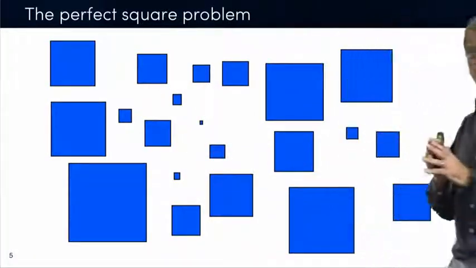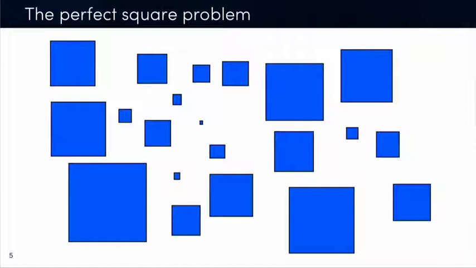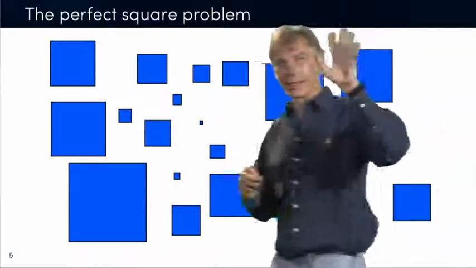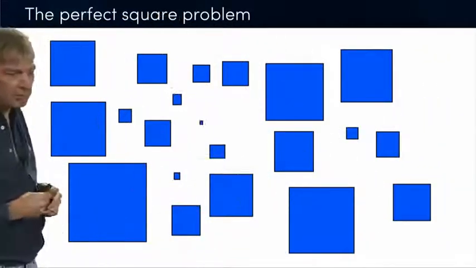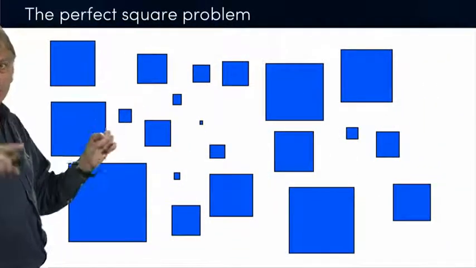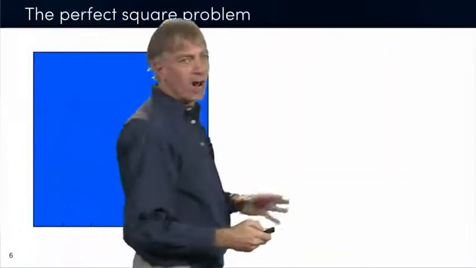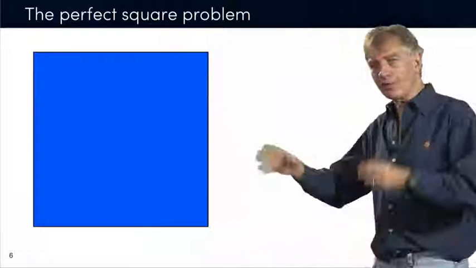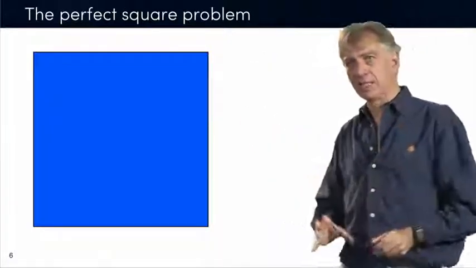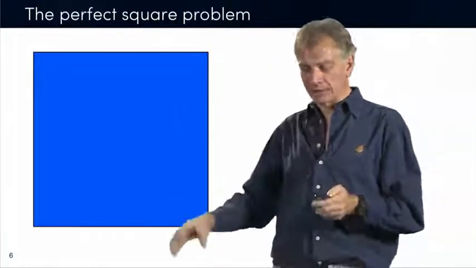I'm going to get out of the way. Okay, so what you see on the screen are 21 different squares. Okay, they are squares and they all have a different size. Okay, and so the goal here is to look at all these squares and make them into one big square. Okay, so we have to pack them and arrange them in such a way that we make this big square.